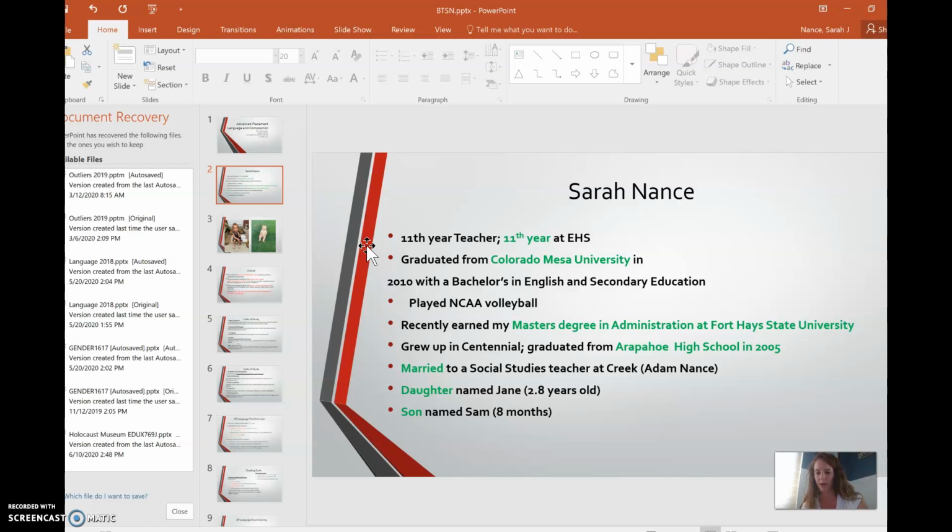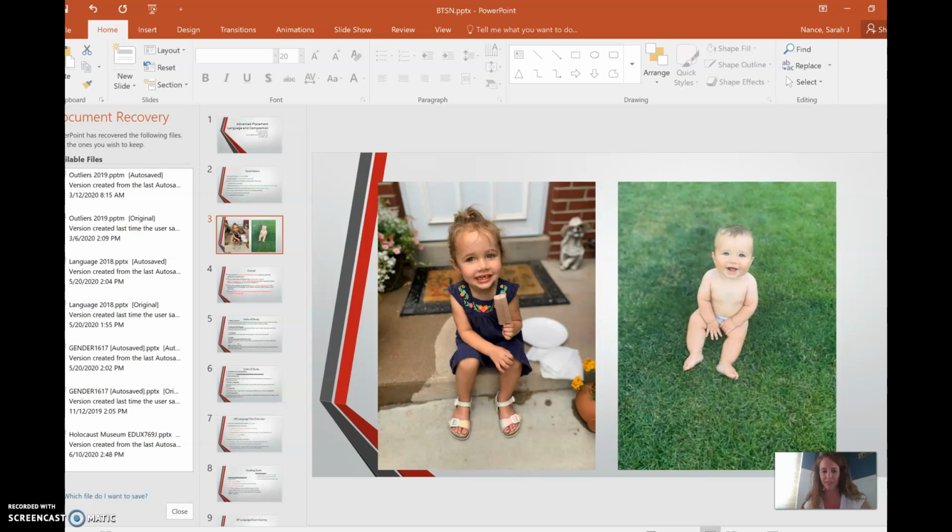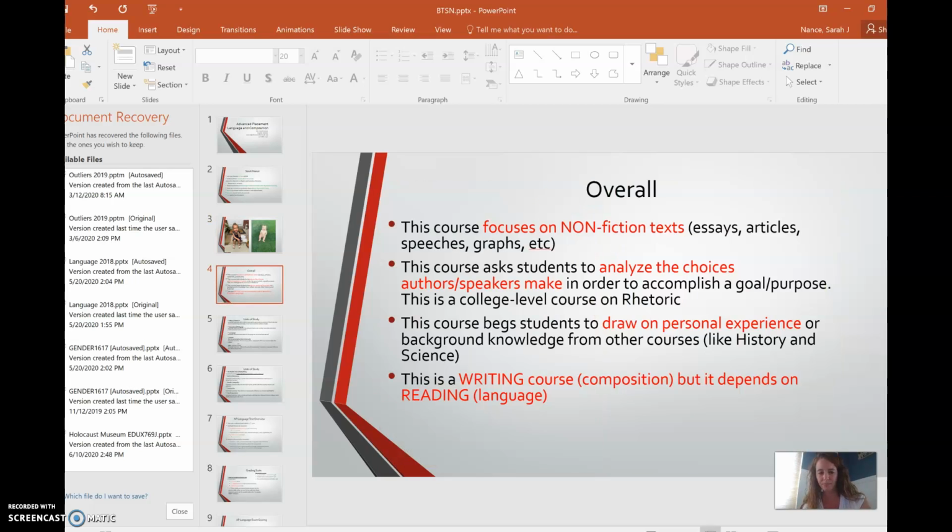I'm from the area. I went to Arapahoe and I graduated in 2005. My husband is a social studies teacher at Cherry Creek High School, although he did work at Eagle Crest for a long time, and that's how we met. We have 2 kids. We have a 2-year-old who's 2 and 8 months named Jane, and then we have an 8-month-old named Sam. They were born 2 years and 2 days apart, so they're almost exactly 2 years. Here's Janie Bug, and here's Sam. He's a monster, but very cute. So this is what I get to come home to midday every day.